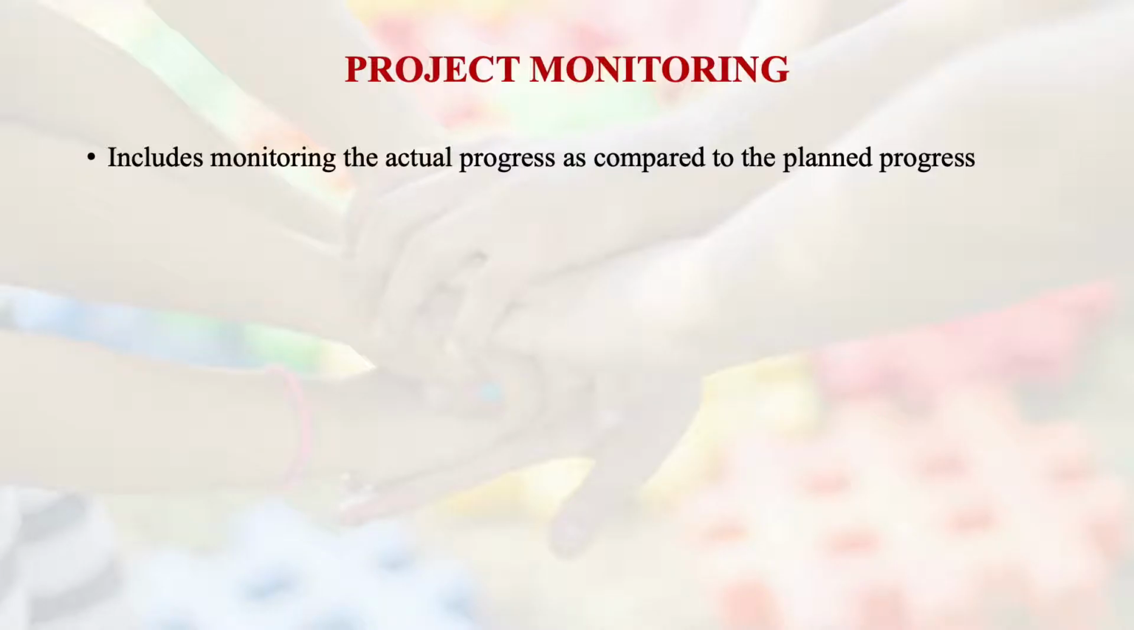I won't go into details of what a project is, how the proposal is made, and what kind of issues are there because other sessions are dedicated to it. We'll straight away come to the concept of project monitoring. Now, this includes monitoring the actual progress as compared to the planned progress. Now, there's a difference between the actuals and the plans. We had studied the financial management part, also the accounting part, where the actuals and the plans are discussed.